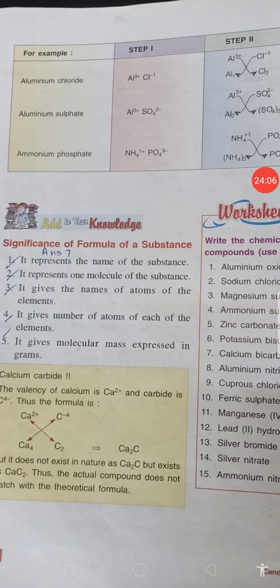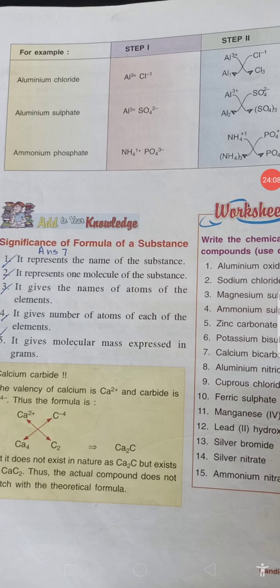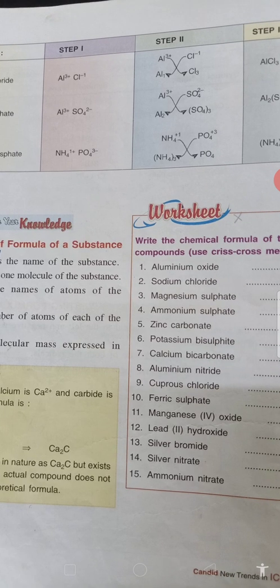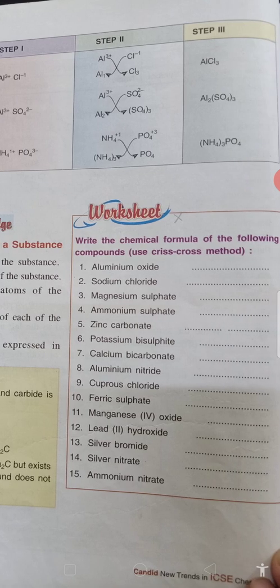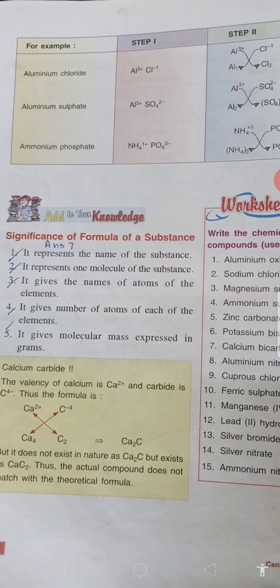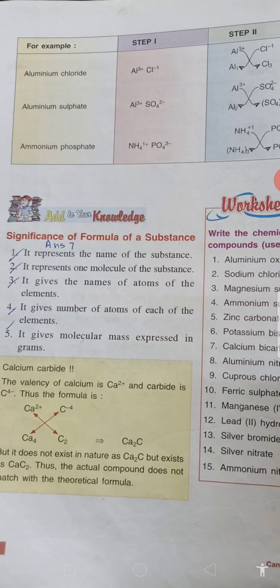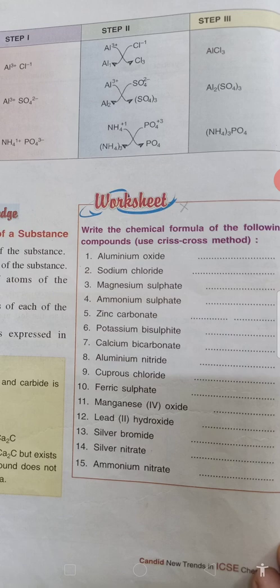Now children, if you see this example, aluminum chloride. In aluminum chloride, children, aluminum is Al3 plus and chloride is Cl minus. So what we do, we interchange their valencies and it will become Al1 Cl3. One we don't write, so its formula will become AlCl3. In the same way, aluminum sulfate, aluminum is Al3 plus, sulfate is SO4 2 minus. So we interchange their valencies, it will become Al2 and SO4 whole thrice.